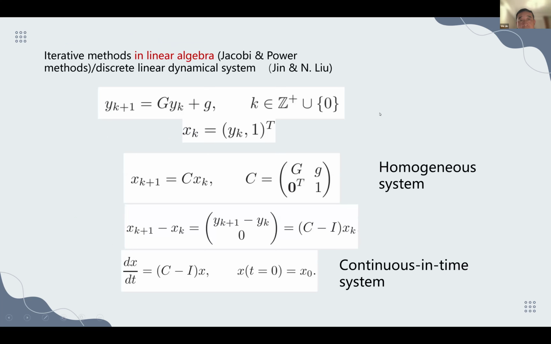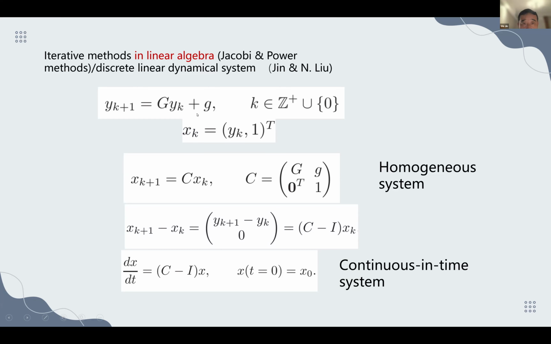And you can also do linear algebra problems and discrete dynamical systems. Here I give examples of iterative methods for linear algebra. For example, Jacobi iteration is a way to solve a linear algebra system, and the power method is a way to find the large eigenvalues. All general discrete linear dynamics can be written in this form: y_{k+1} is some matrix G times y_k plus some inhomogeneous term. So all the iteration methods can be written like this.